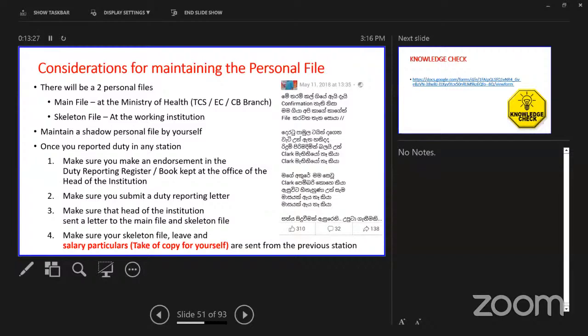So make sure that your leave and salary particulars are sent from the previous station to the new station. Otherwise, you won't get your salary for that particular month. In order to pay the salary, the new institution must have your leave and salary particulars. So make sure that you do that. Otherwise, you won't get the salary until the salary particulars and leave are sent to the new station. These are mainly for once you have completed your internship, and during post-intern transfers.